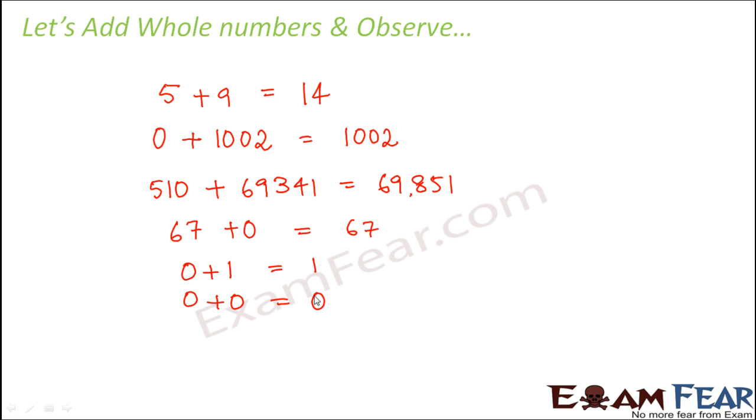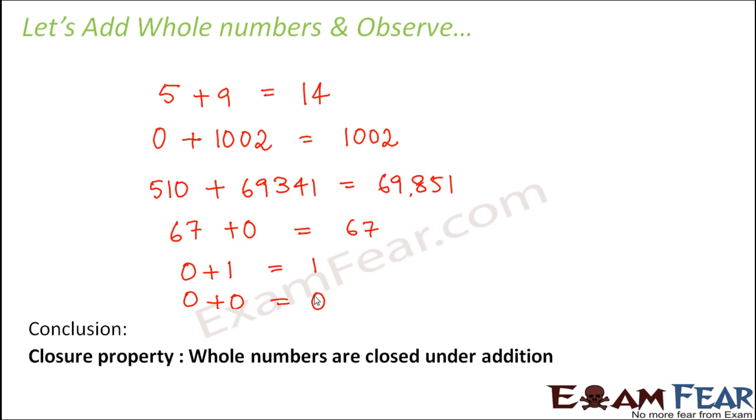So you see, we have taken a variety of whole numbers starting from 0, 1, bigger numbers, and whenever we added them, what did we observe? That the result that we obtained is also a whole number, whether it is 14 or 1002 or 69,851 or 67, 1 or 0. All of them are also whole numbers. So the conclusion was that whole numbers are closed under addition.